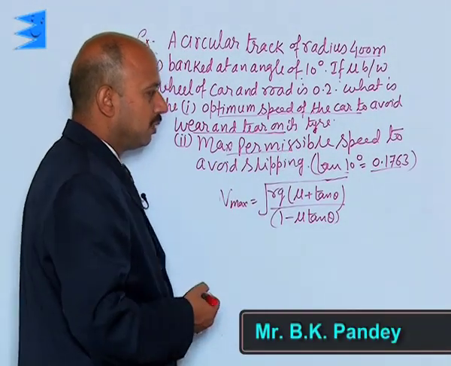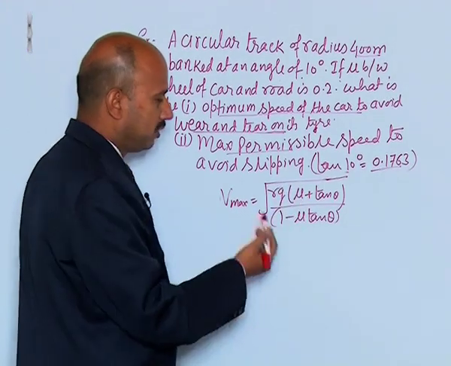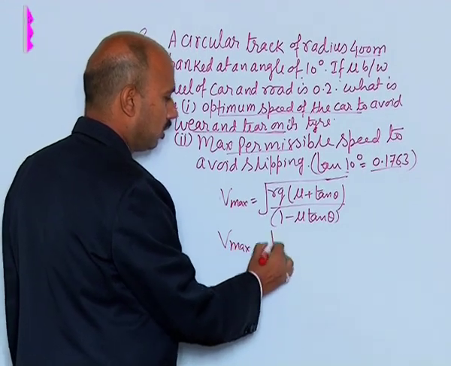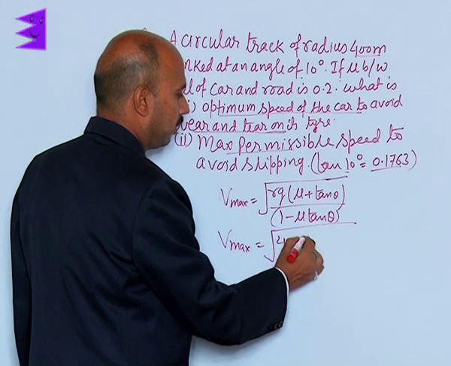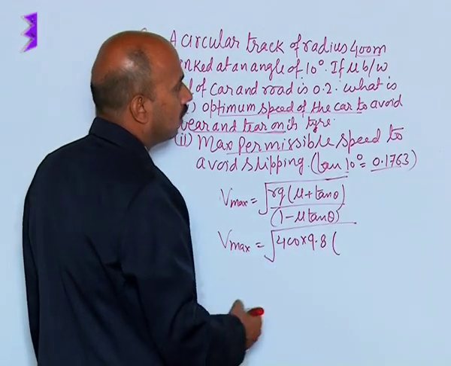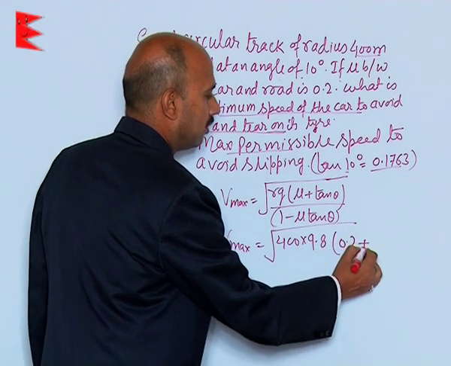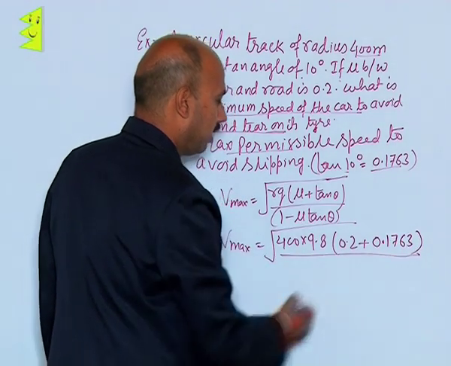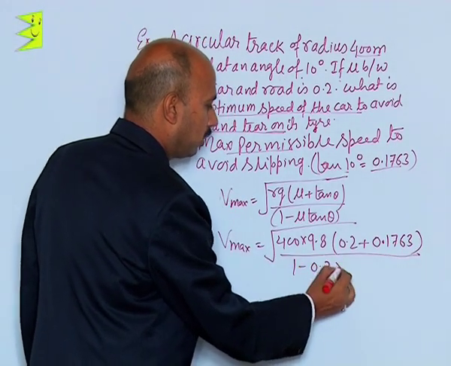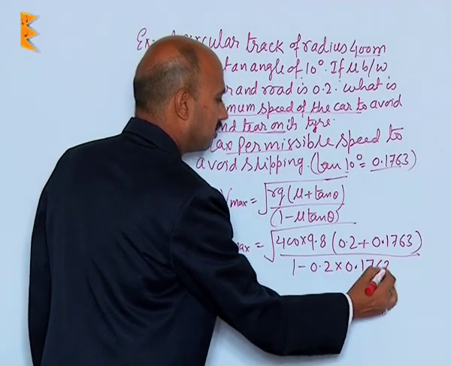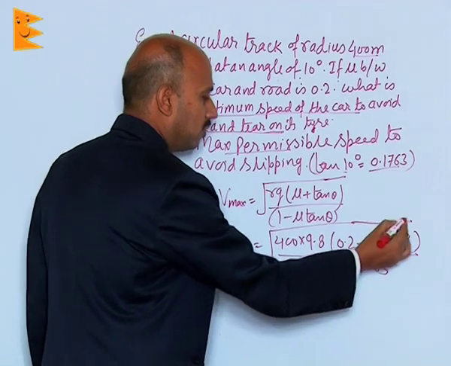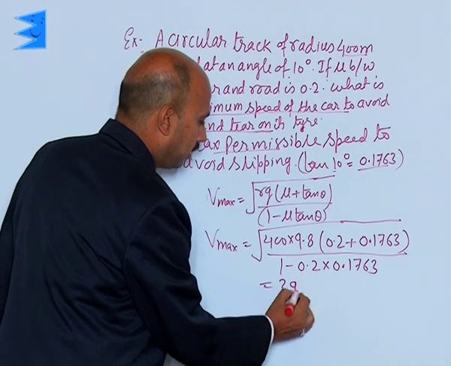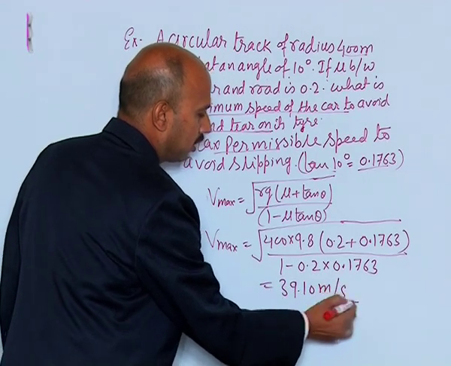In the second case, the maximum permissible speed to avoid slipping. If you take the maximum permissible speed with the frictional force, with the coefficient of friction, then you have to use this formula. V max is equal to under root of 400 into 9.8 into (0.2 plus 0.1763) divided by (1 minus 0.2 into 0.1763). Now, if you solve this, you will get the answer around 39.10 meters per second.